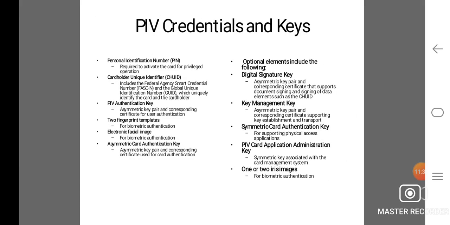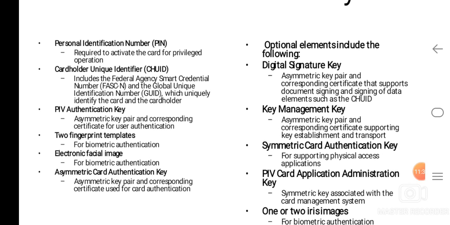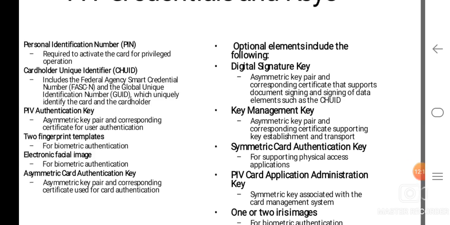PIV credentials and keys: a personal identification number, PIN, that is required to activate the card for privileged operations. Cardholder unique identification, CHUID, includes the federal agency smart credential number, FASC-N, and the global unique identification number, GUID, which uniquely identify the card and the cardholder. PIV authentication key: an asymmetric key pair and corresponding certificate for user authentication. Two fingerprint templates for biometric authentication. Electronic facial image for biometric authentication. Asymmetric card authentication key: an asymmetric key pair and corresponding certificate used for card authentication.